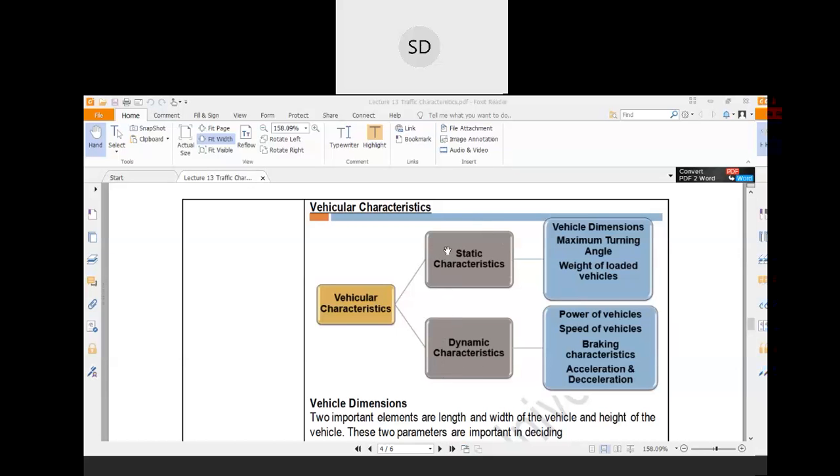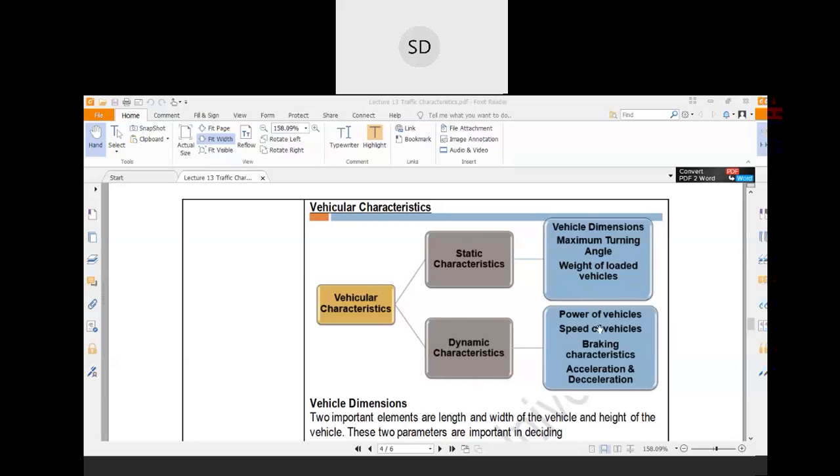So in the static characteristics, that are fixed, there are vehicle dimensions, which do not change over time. Then the maximum turning angle of a particular vehicle is also fixed. Then the weight of the loaded vehicle is also fixed. It cannot change from time to time. Suppose now at 11:20 the weight of the vehicle is 20 kg. Whenever the vehicle starts moving, suddenly that weight cannot be 50 kg or 60 kg. Okay, over time it will be fixed.